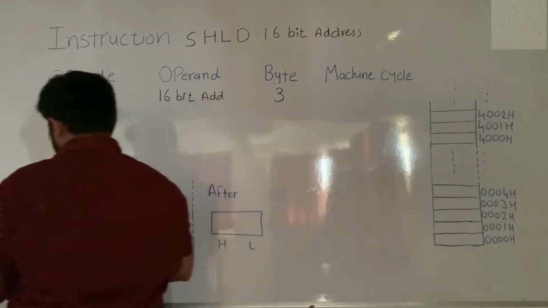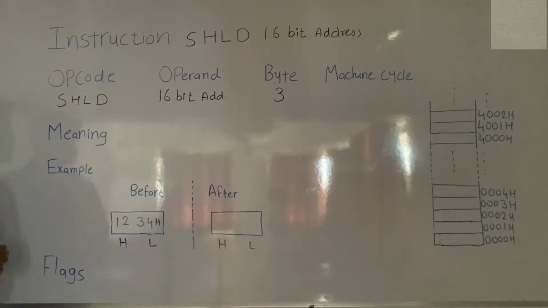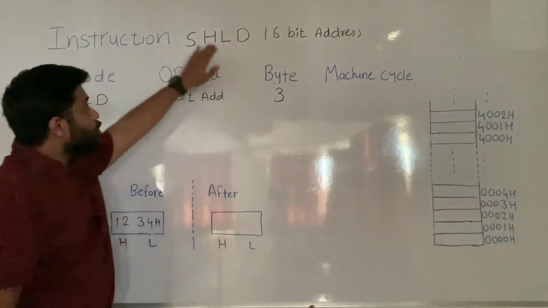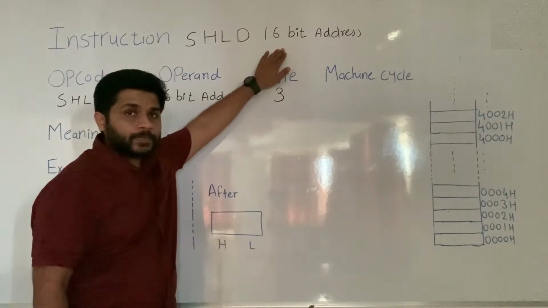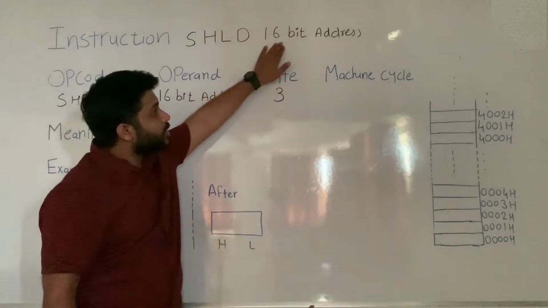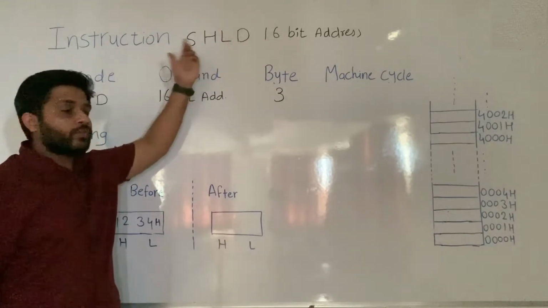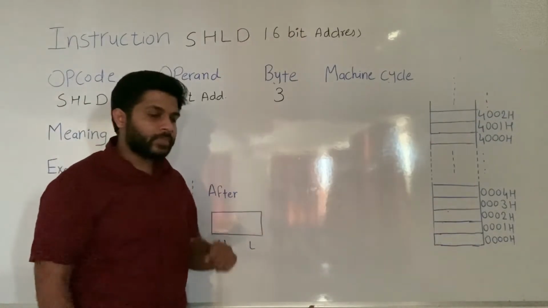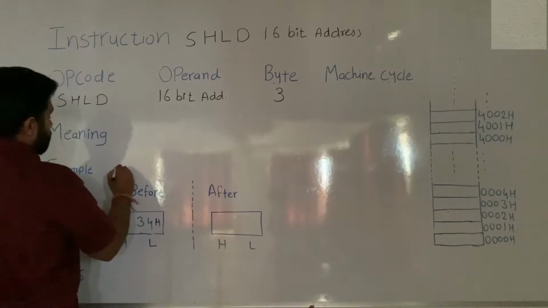Machine cycle, we are going to see that, but before that, let's see the meaning of this instruction. SHLD 16-bit address means store data to 16-bit address. But from where? Store data to 16-bit address from the HL pair. So from the HL pair, data will be stored to the memory location. Let's see one example so that you can get the idea.